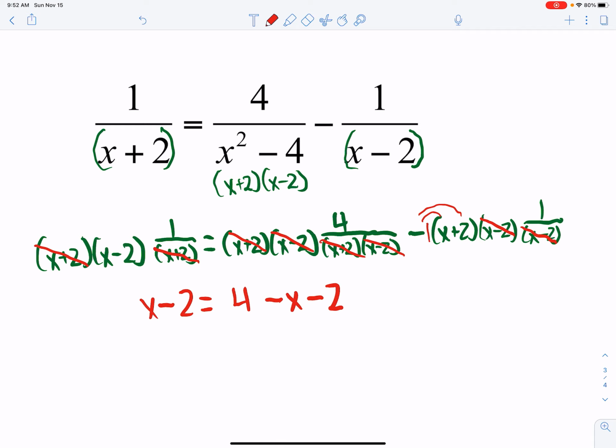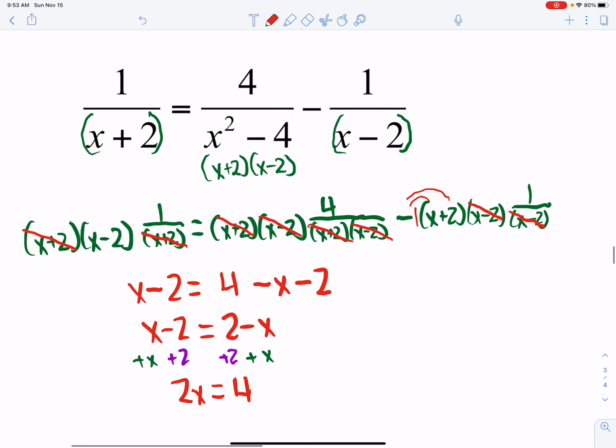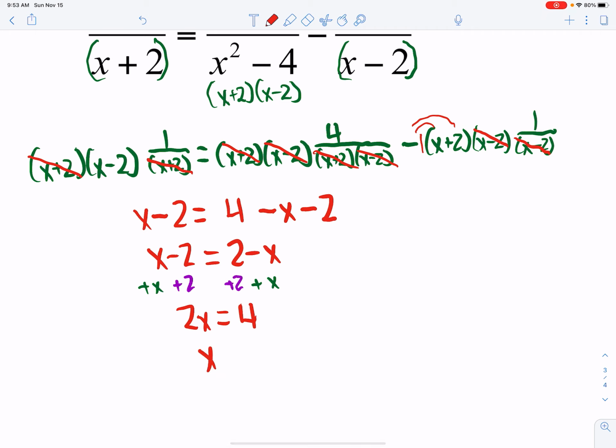Okay. So now we combine the like terms on the right side, and we have x minus 2 equals 2 minus x. From here, there's a bunch of things you could do next. What I would do is move all the variables to the left side by adding x to both sides, and then move all the numbers to the right side by adding 2 to both sides. And when we do that, we end up with 2x equals 4. Divide both sides by 2, and we end up with x equals 2.